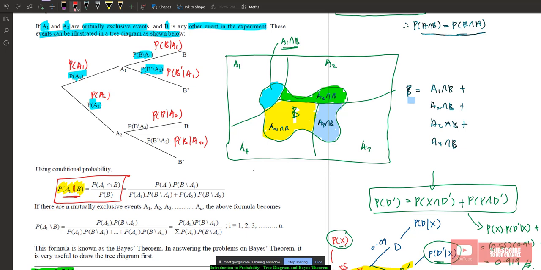If you want to find probability B, we add all the intersections with B. So this is probability B. And then probability of A intersect B, we just multiply these two together. They're very simple to understand. We just need to understand the basic conditional probability.